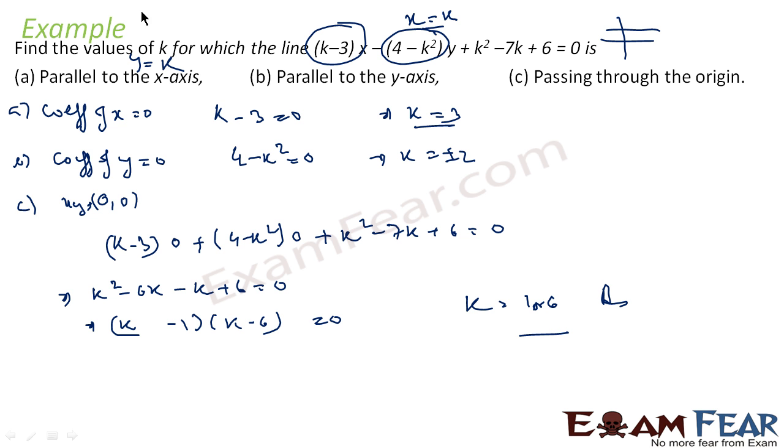Very simple question. For the line parallel to x-axis, the coefficient of x is equal to 0, and we got k is equal to 3. For the line parallel to y-axis, the coefficient of y is equal to 0, and we got k is equal to plus minus 2. For the line passing through origin, the equation should satisfy (0, 0), so we put the value of x and y as 0, 0. We found the value of k to be 1 or 6. That is the answer.